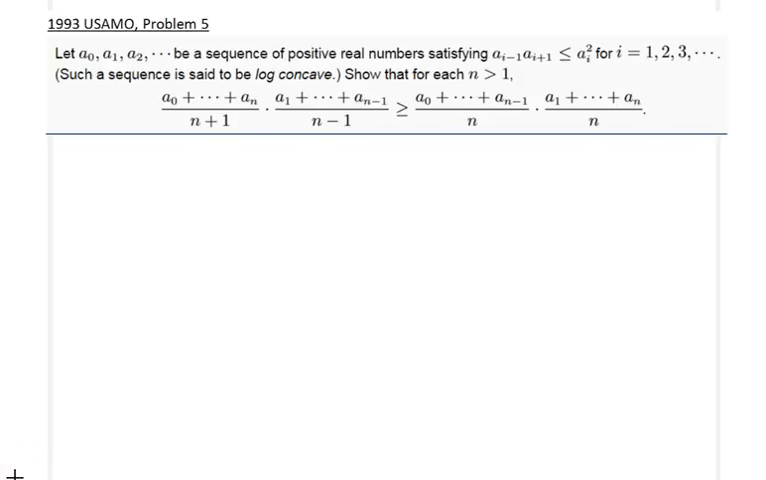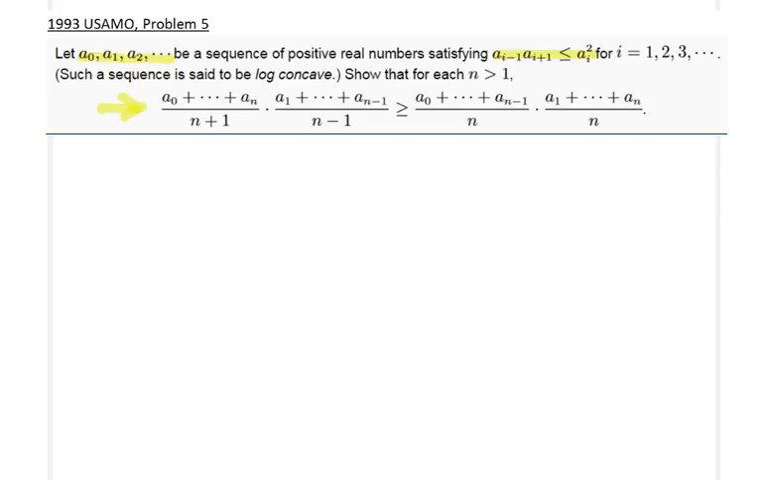Hello everyone. In this lecture we will be going over 1993 USAMO problem number 5. Here's a view of this problem. We are given a sequence of positive real numbers A0, A1, A2 and so on, and we know that these numbers satisfy the following set of inequalities for all i. Given that, we would like to prove the following inequality here.